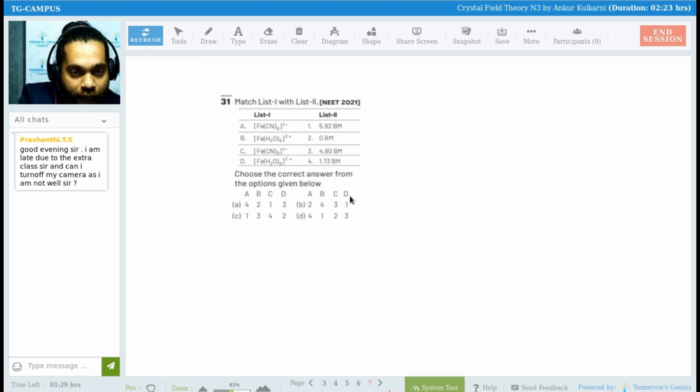If you look at B, and even C, B and C. Just a minute. Look at this B option. You got it? Oh, we have done the first, Fe(CN)6 3 minus. No, Fe(CN)6 4 minus we have done.